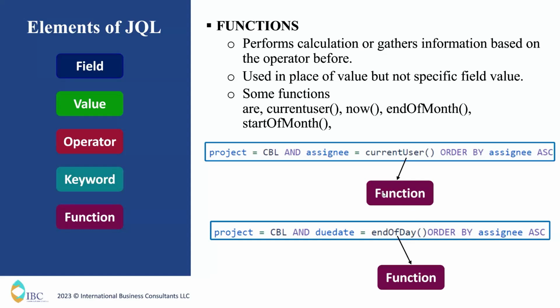Current user works in such a manner that it fetches the results of the current person. So instead of directly mentioning the name of a person, if you use current user, it is going to work for multiple users. Similarly, there are a lot of functions that reduce the rework. If you see here, due date is equal to end of day. If you are a person who sends weekly or daily reports to your manager, you don't want to go and create the filter daily by mentioning the due date equal to a specific date. You can use functions there to make it easier and avoid the rework.